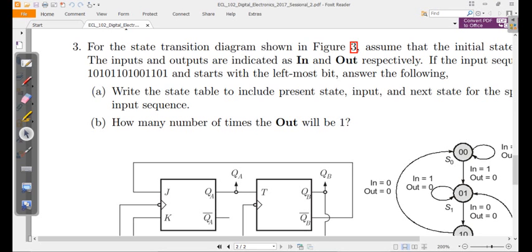Then it is 101 again. Then it is 10. Sequence has been broken, it will come back to the initial state. It will check for the next 101. How many times 101? 101, 101, 101, 101, and 101. आपको आखिरी में भी 1 मिला होगा. That's why it's a 101 detector, 4 times. Okay?